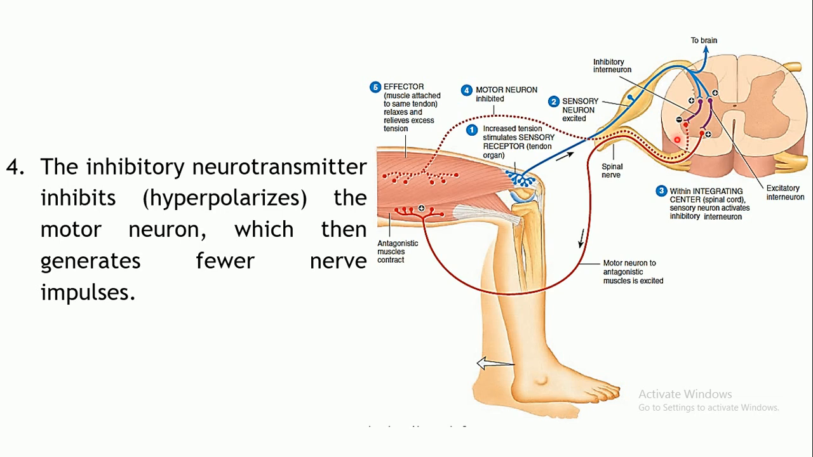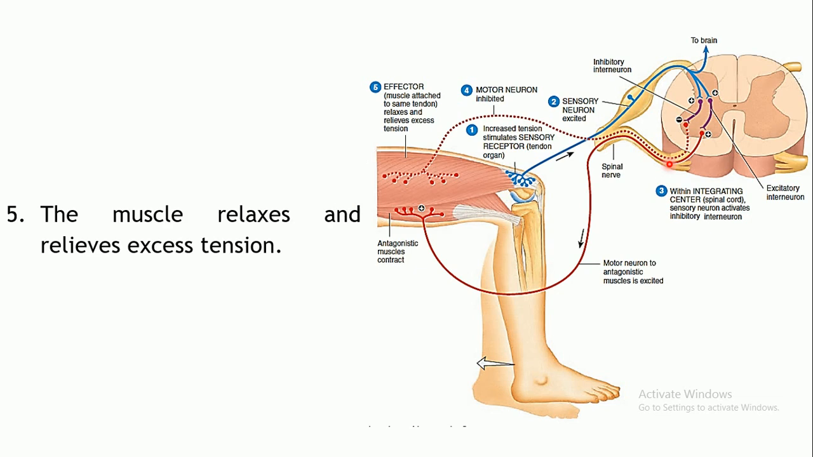So this motor neuron will generate a smaller number of nerve impulses. So as a result of this inhibitory transmission, this particular motor neuron is not stimulated, so it is inhibited. As a result of this, the muscles are relaxed and it will relieve the excessive tension.